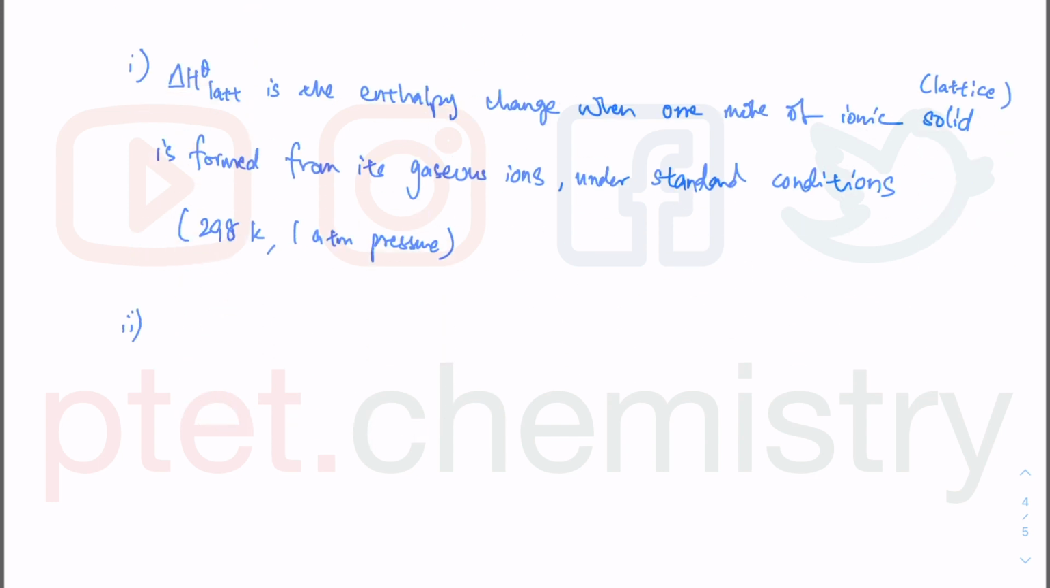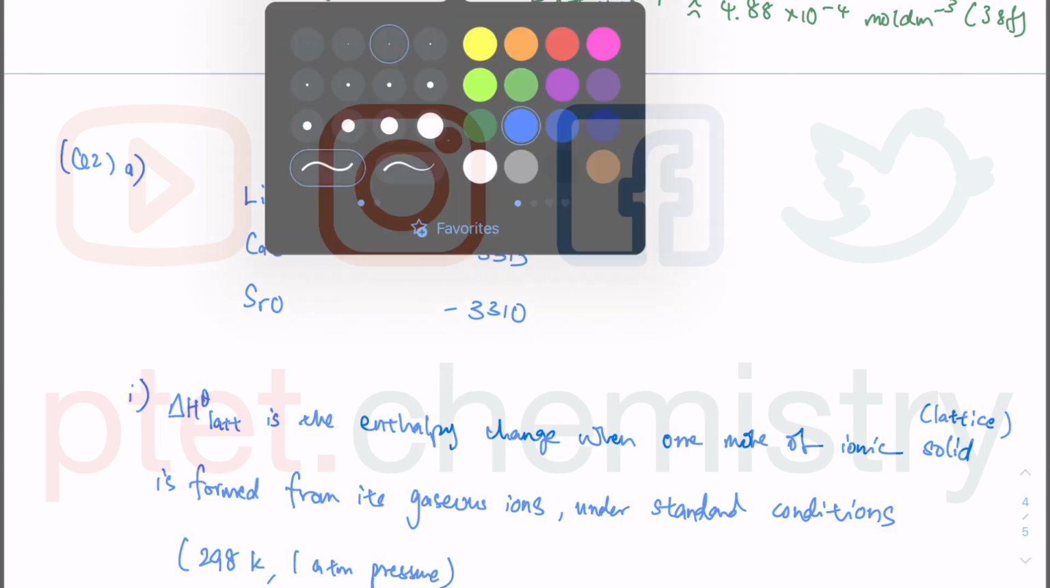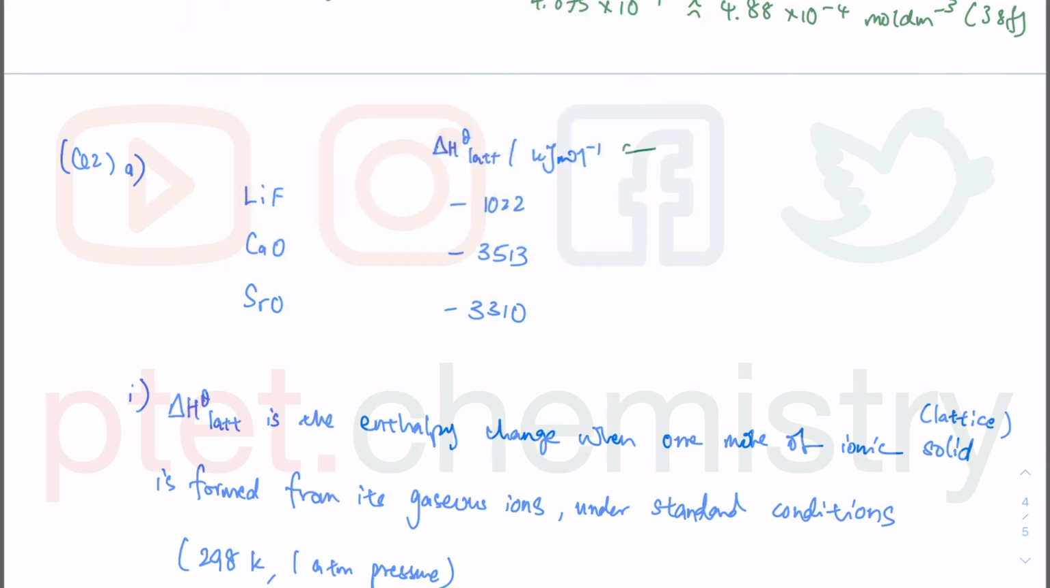They are asking why the lattice energy of calcium oxide is more exo, meaning more negative, than the lattice enthalpy of LiF. To understand that, you really must understand what lattice enthalpy is. If you think about lattice enthalpy, you are forming the ionic lattice from its gaseous ions. So we are forming ionic bonds.